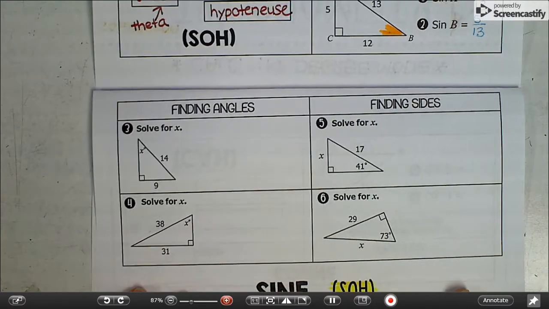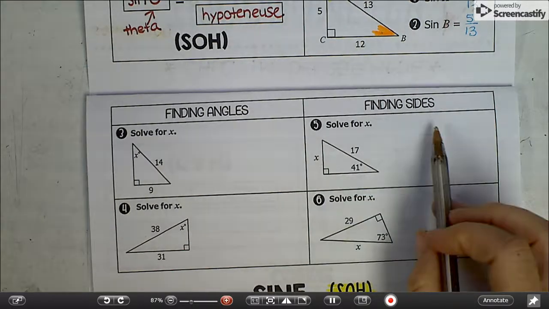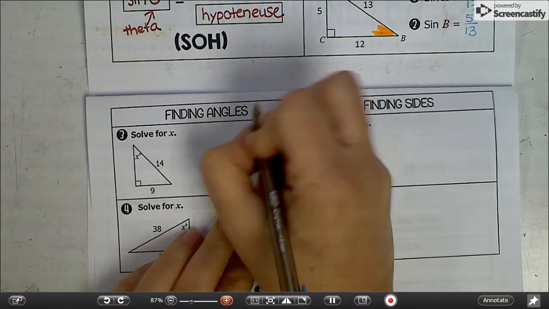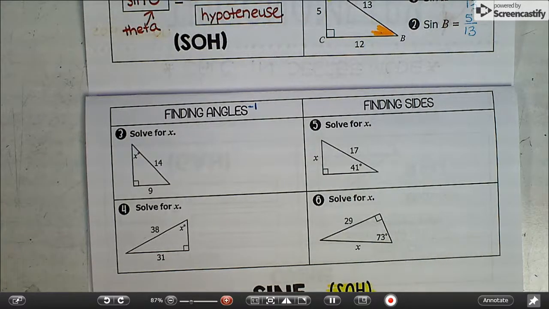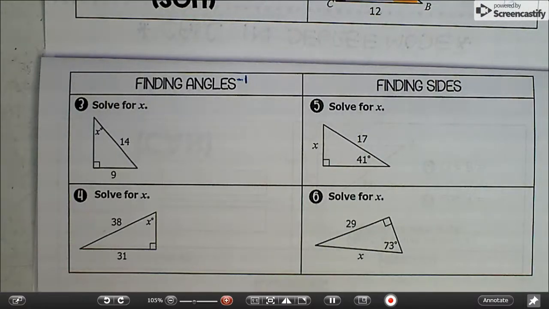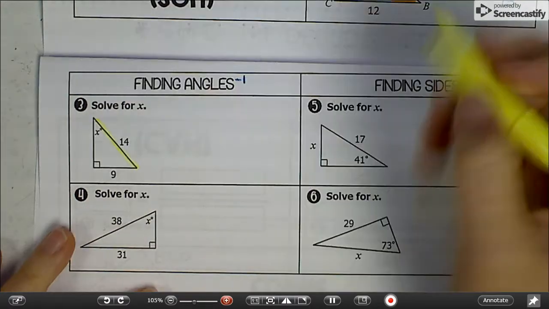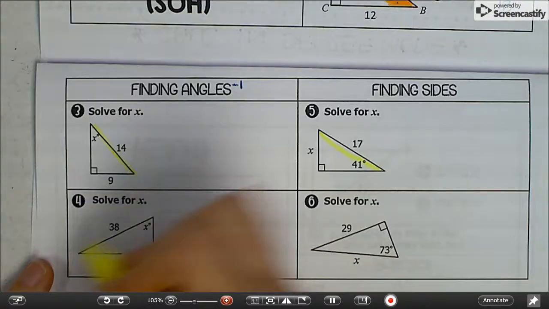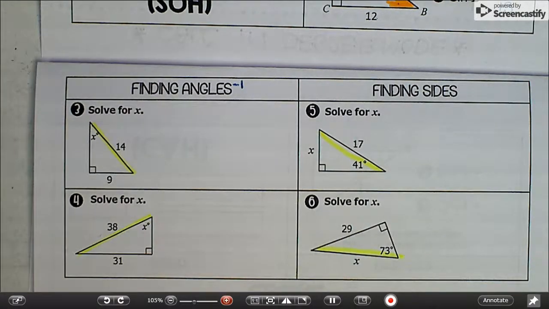All right, so we're going to be doing two things with sine. We're going to either be able to find angles or find sides. When you find angles, if you put this little -1 there, that's going to help you remember how to find angles. All right. So the hypotenuse, I'm just going to highlight the hypotenuse on each of these. It's just across from the right angle. So they're always in different positions. That's why it's good to focus on that right off the bat.